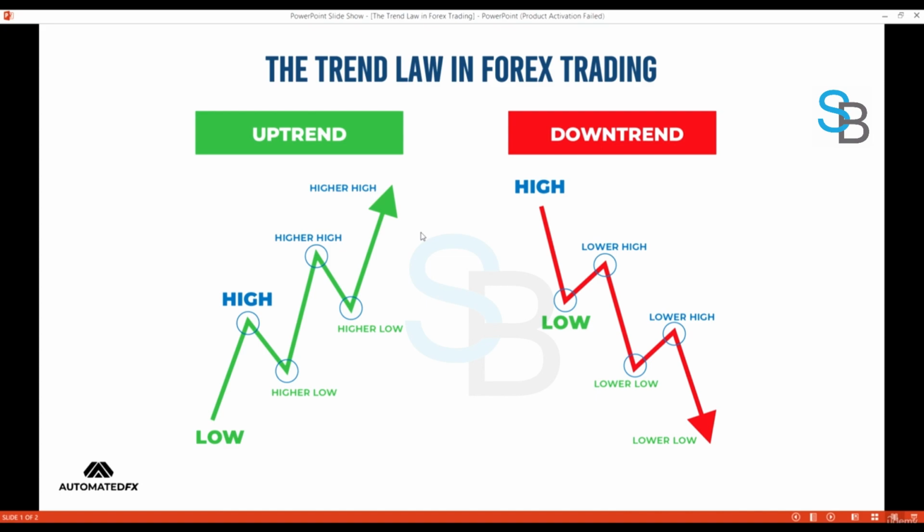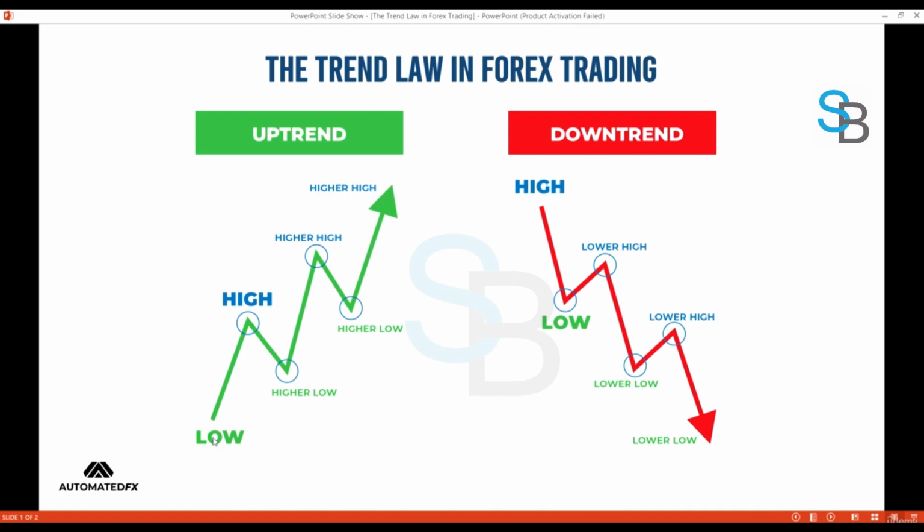Now, this is a third impulse leg, and then there will probably be a retracement. This is a typical way of how the market works. It might not be this clean and perfect, but it can be broken down to something like this. So this is an example of an uptrend.